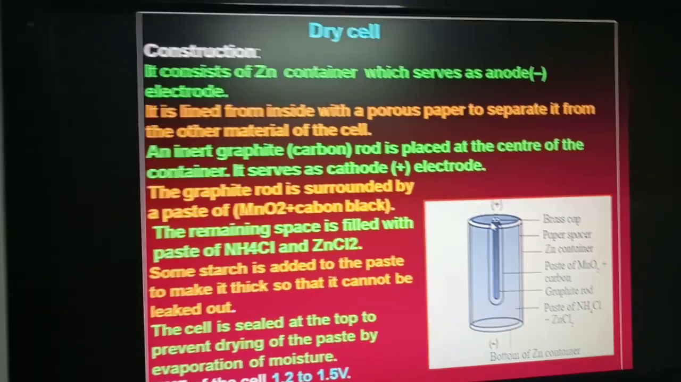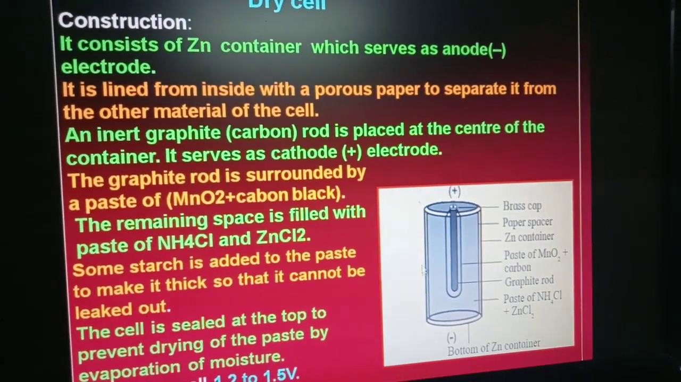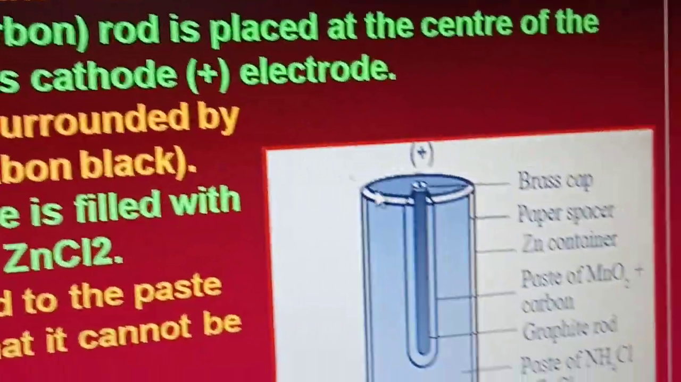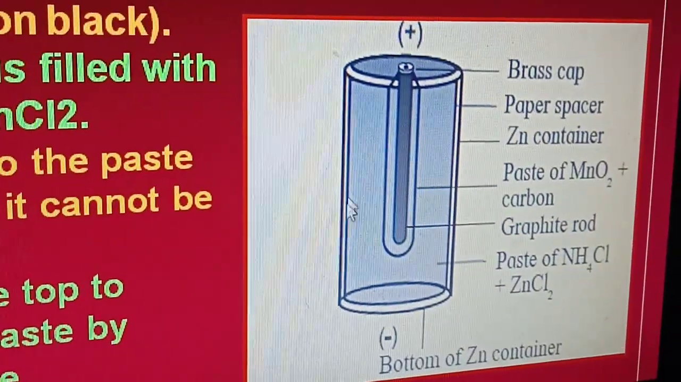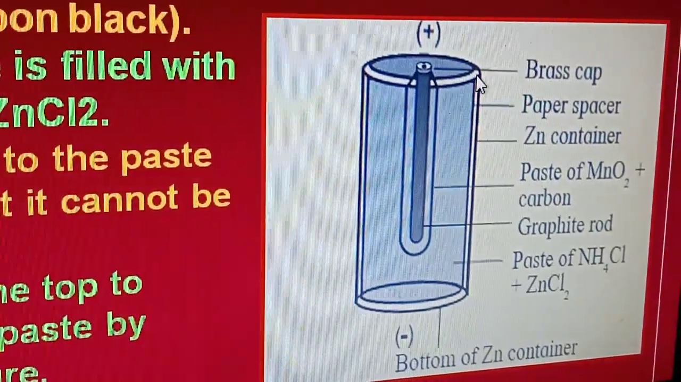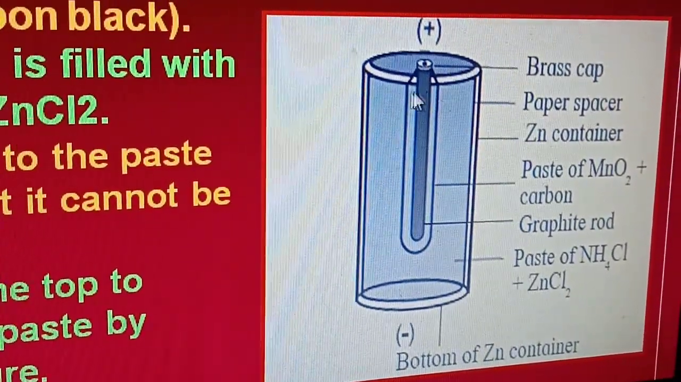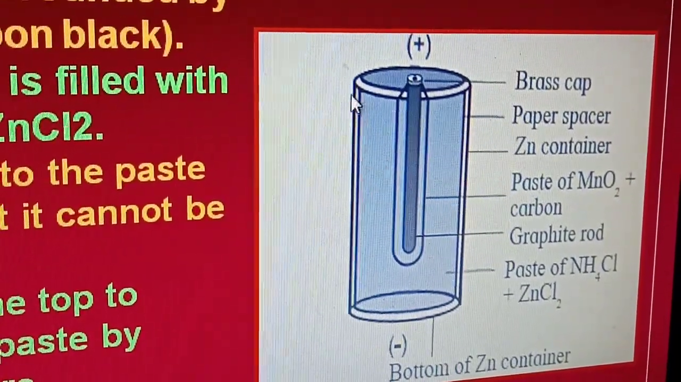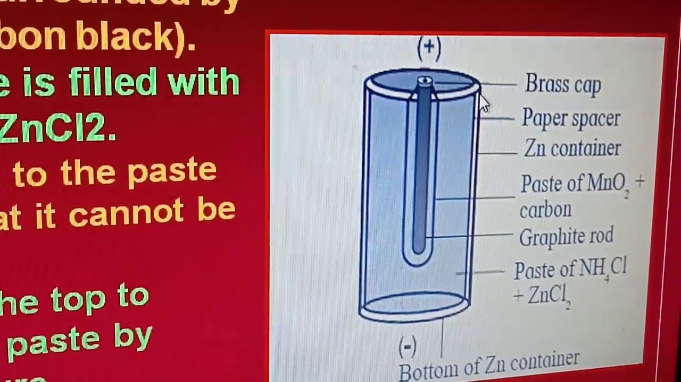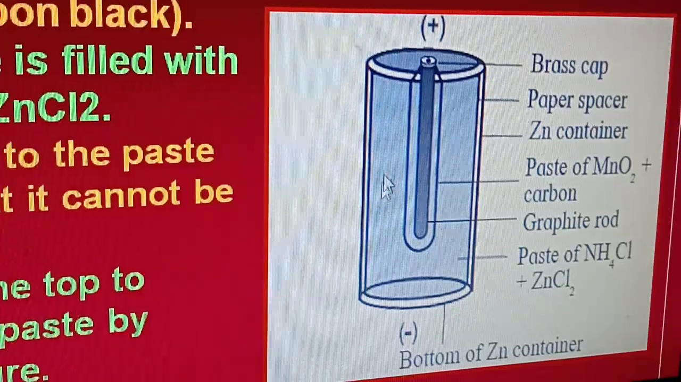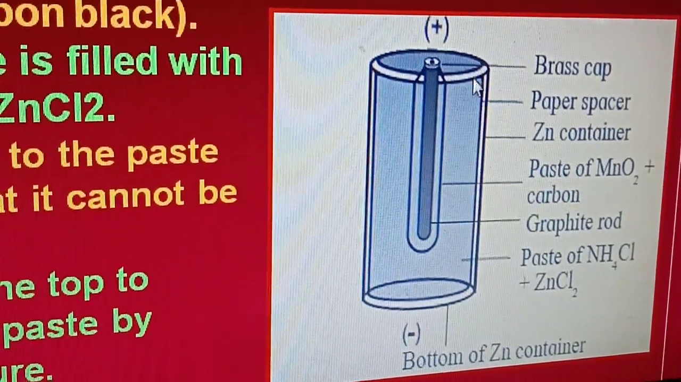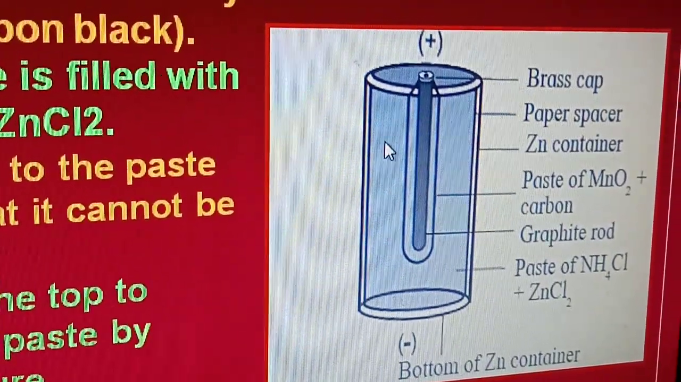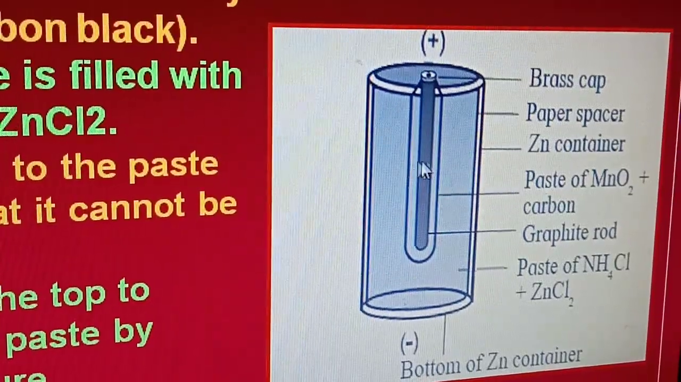Observe the figure. In this figure, you can see the outer container is cylindrical in nature. It is made up of zinc, and the zinc container itself is connected as the negative terminal, so it will serve as anode. This container is lined from inside with a paper spacer that is porous in nature to separate it from other materials of the cell.